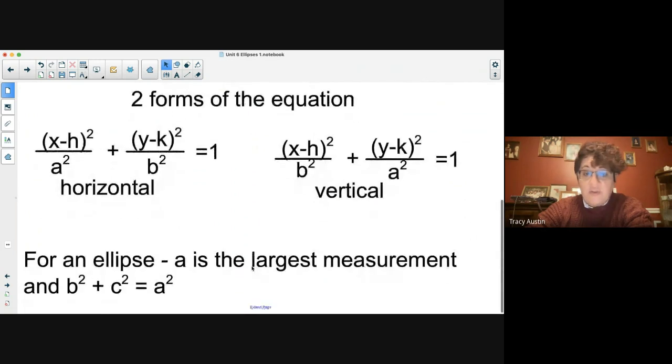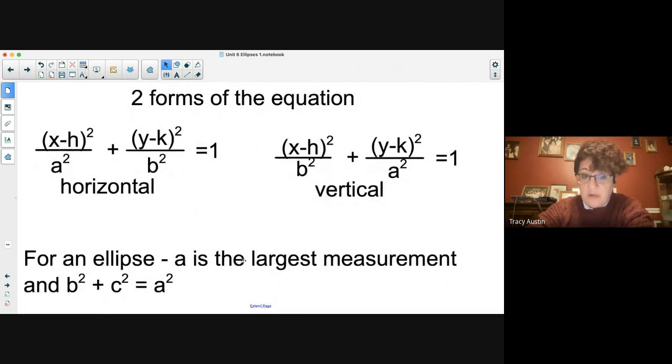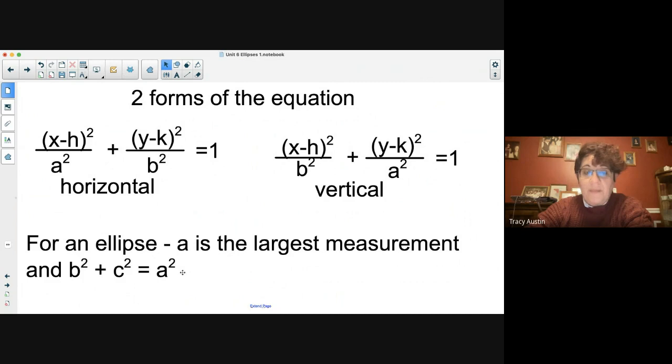And then this is an equation you absolutely have to have because we are actually going to be solving with it. It's similar to the Pythagorean theorem.